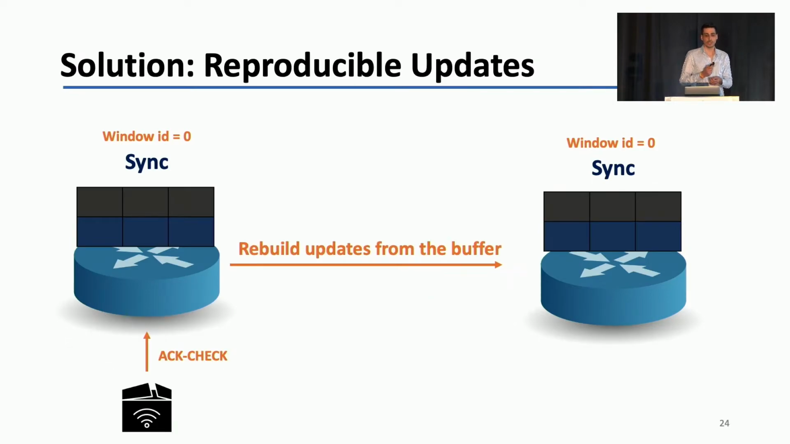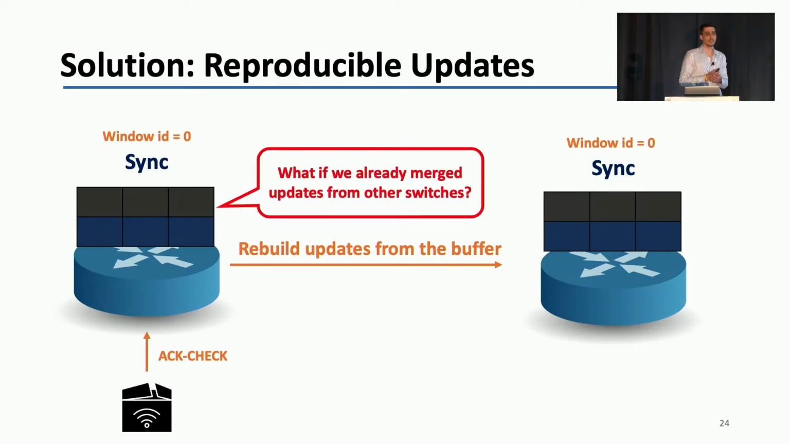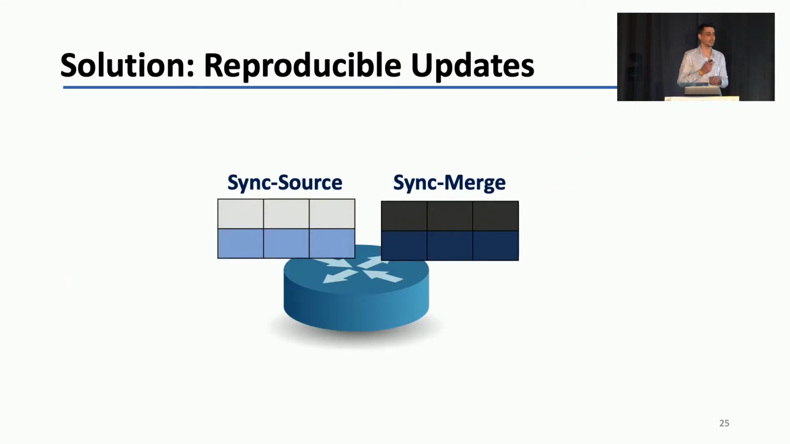So in Swish, we take a different approach, and we reconstruct the updates and send them if necessary. We program the packet generator of the switch to periodically generate an ACK packet that checks if a retransmission is necessary. And if so, it generates a new batch of updates that reads the values from the sync copy and then sends them to other switches. However, since we also merge updates from other switches into this sync copy, we need to keep the old values of the sync register in a separate copy.